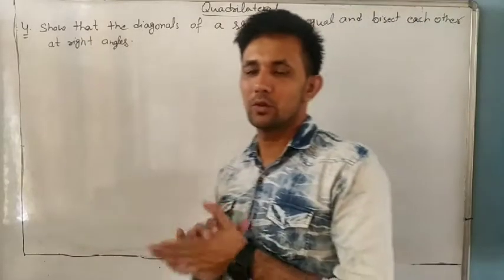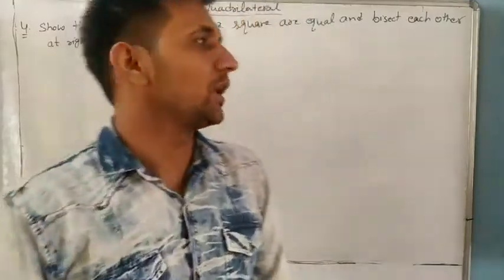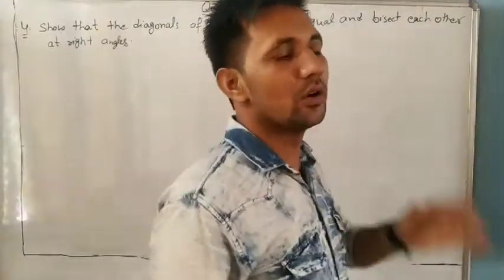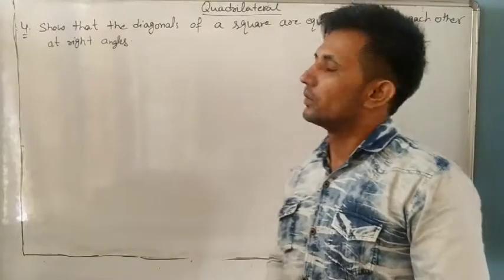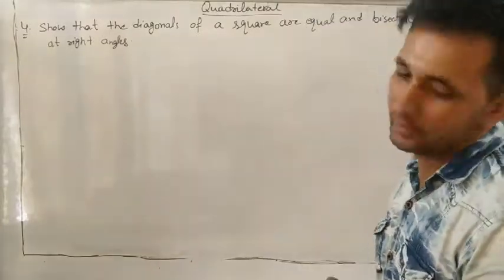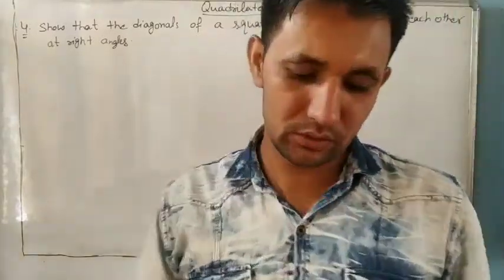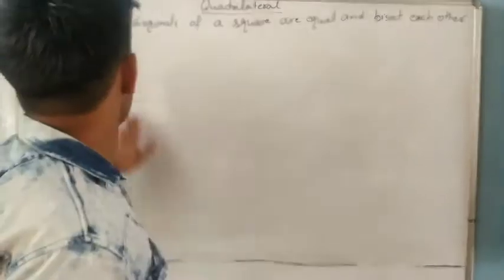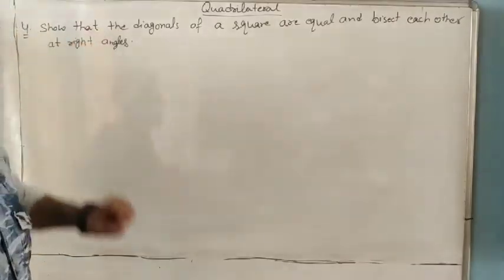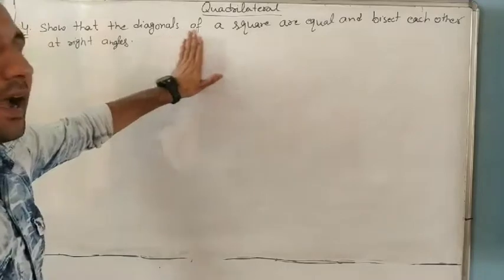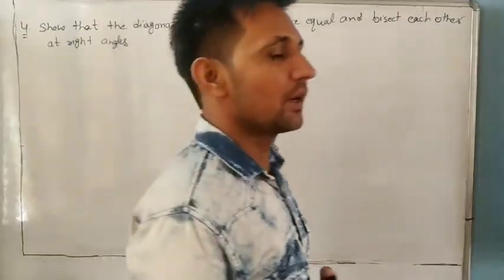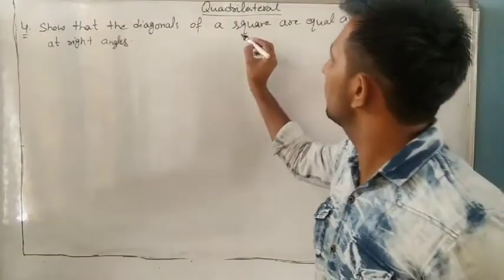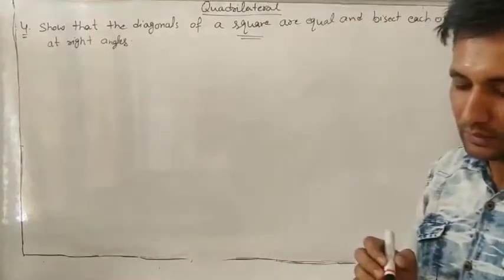Hello, good morning everyone. Today we will start the fourth question of quadrilaterals. The first three questions we already finished. Now we will start our fourth question. We have to show that the diagonals of a square are equal.